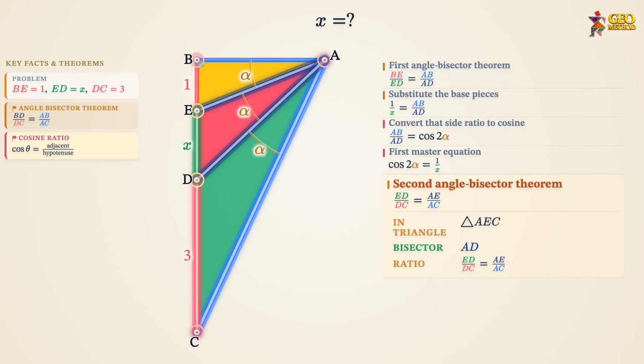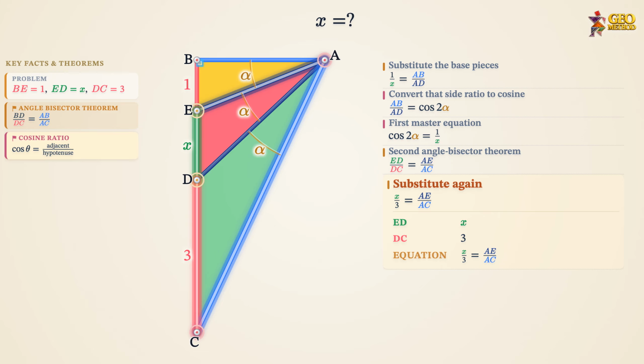Now use the second bisector. Ray AD splits angle EAC into 2 equal alpha angles. So in triangle AEC, the theorem gives ED over DC equals AE over AC. Substitute ED equals x and DC equals 3. Now x over 3 equals AE over AC.